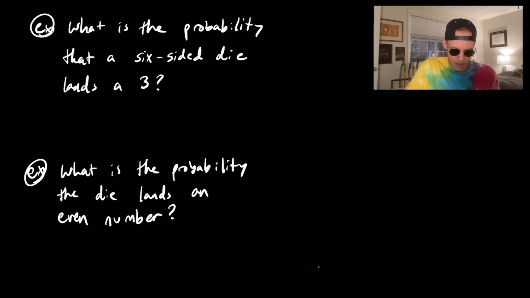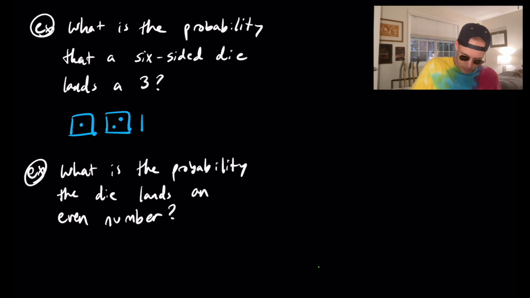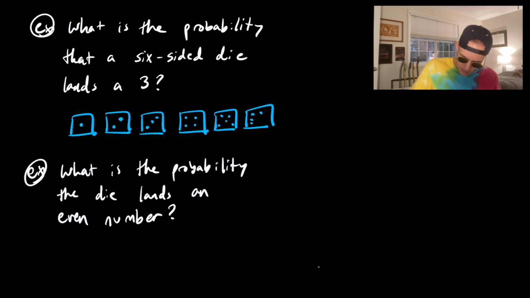All right, what's the probability that a 6-sided die lands a 3? So let's first list out all the possible outcomes that you could get from rolling a 6-sided die. And if you've played any board game, you'll know what I'm talking about here. So you can roll a 1, a 2, a 3, a 4, a 5, or a 6. And in this case, we want, what's the probability that this die lands on a 3? So this is our favorable outcome. There are 6 total outcomes, but there's only one that we care about, or one that we want.